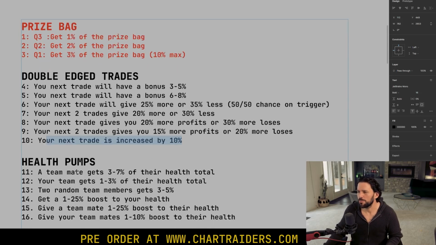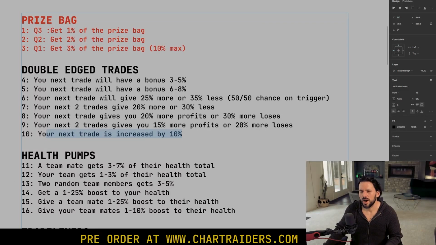Next, we've got health pumps, right? So health pumps are a teammate gets 3 to 7% of their health total back, and health in our ecosystem is your buy-in. So you have $100 on a $100 ticket for your buy-in. You have a $1,000 ticket, which gives you $1,000 in your buy-in. So that's your bankroll, what you get to trade with during the match. And we have $10 tickets. So if you have a $10 ticket, you get $10 in your bankroll.